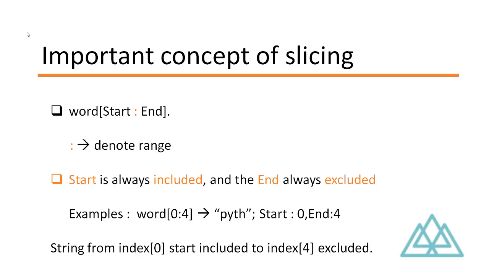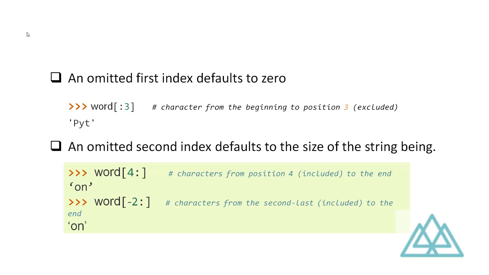Start is always included and end is always excluded. Like in the given example, word 0 and range 4 always include the position 0 and exclude the position 4. It means that all the string will be printed from 0 to 3. And omitted first index defaults to 0.